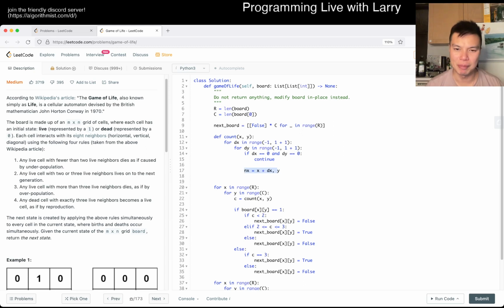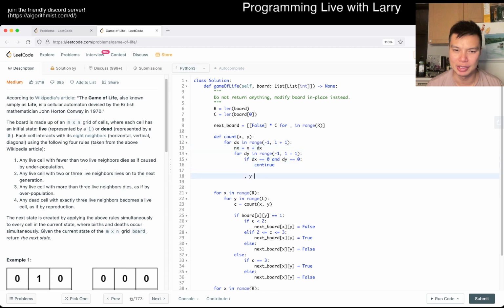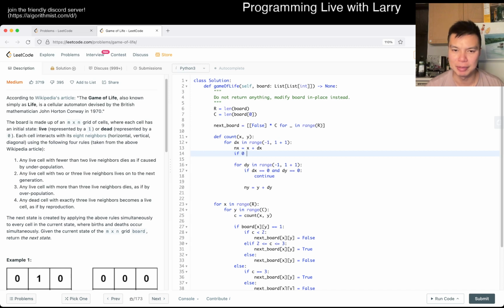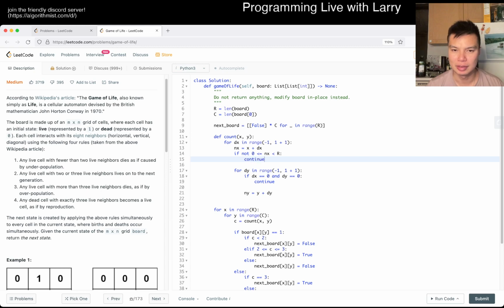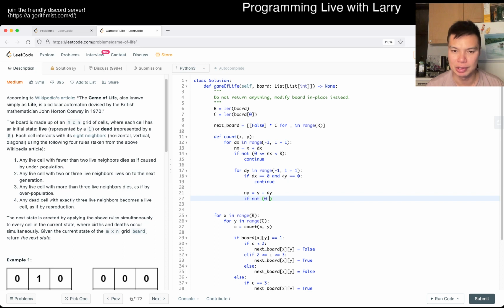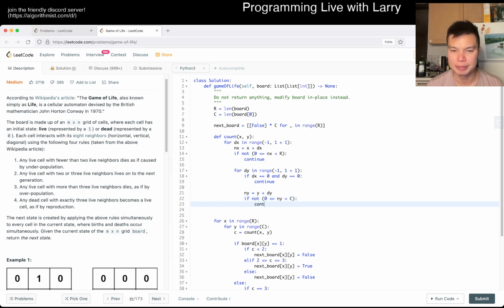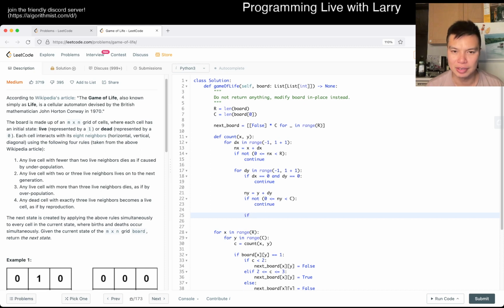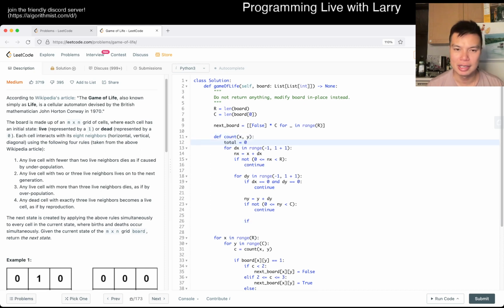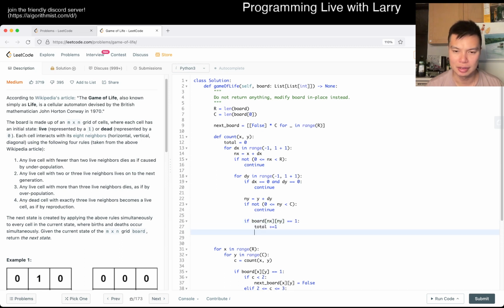I guess one minor optimization. I usually write it together, but I can do it here. And also we have to make sure that this is in bounds. So if not this, continue. I might need parentheses because I'm not sure. And then, just for symmetry reasons, do the same thing here. Total is 0. If board of nx and ny is equal to 1, add to total, and then return total.